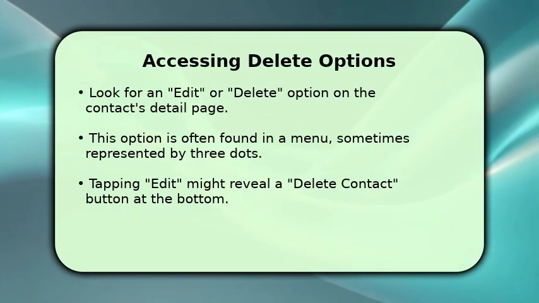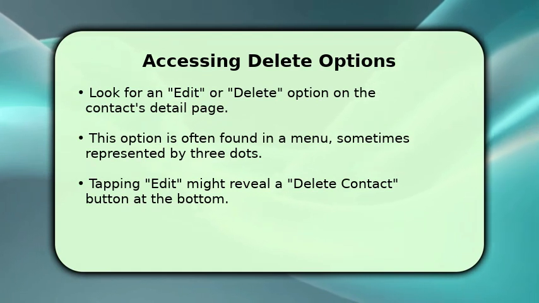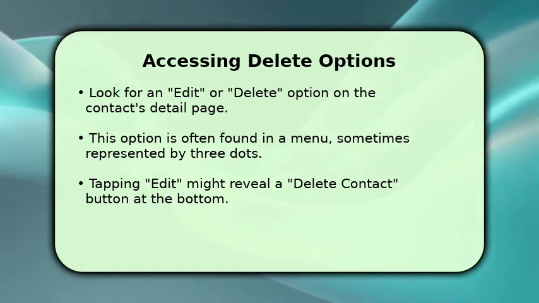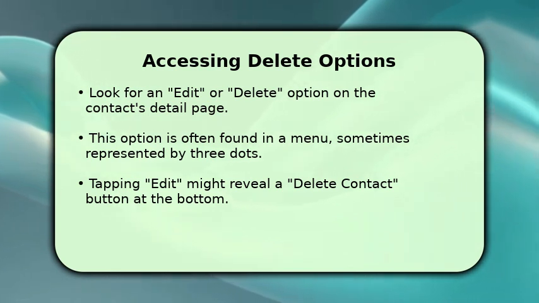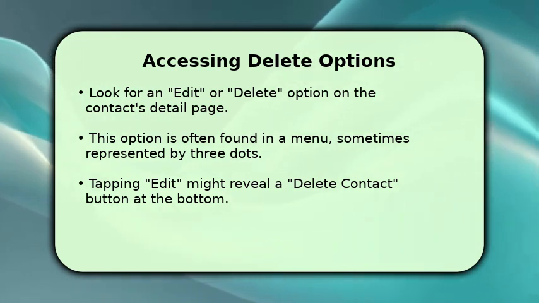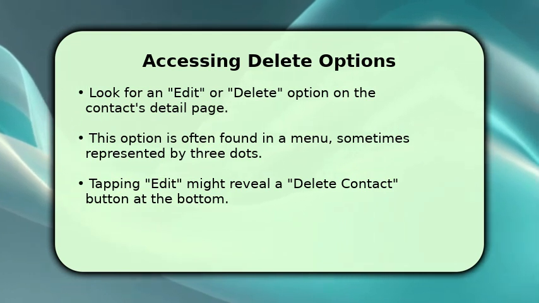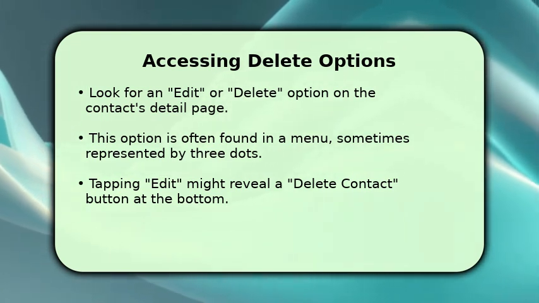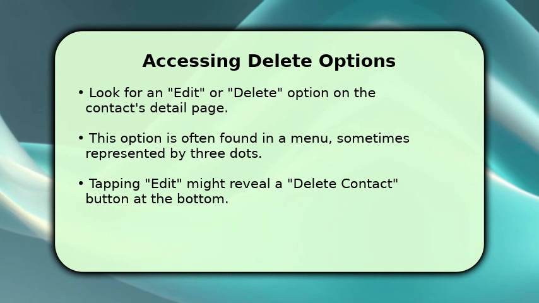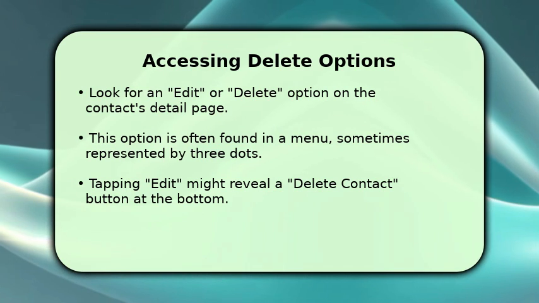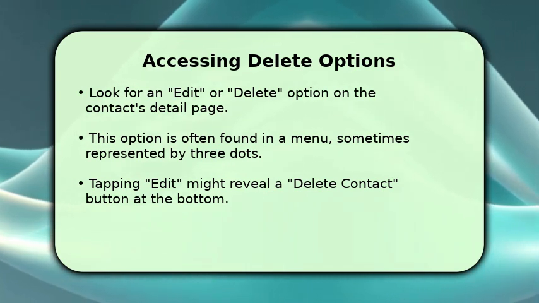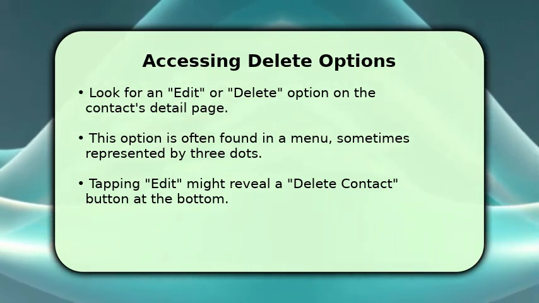On the Contacts Detail page, you'll need to find the option to delete. This is commonly found by tapping an Edit button or by looking for a menu icon, often 3 vertical or horizontal dots. Tapping this menu usually reveals several options, including Delete or Delete Contact. Sometimes, after tapping Edit, you'll find the Delete Contact button at the very bottom of the editing screen. Take a moment to locate this important function.